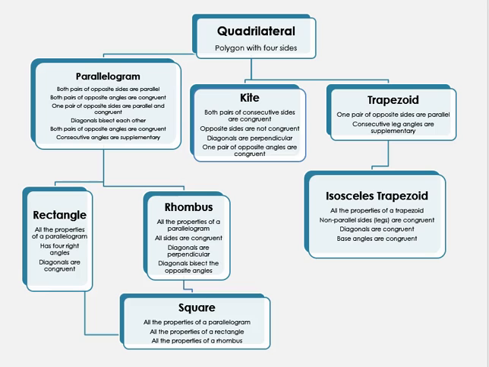So let's take a look at our categories here. Our overall category is the quadrilateral, which is the polygon with four sides. You have a subset of parallelograms, and in parallelograms you have the rectangle, rhombus, and square. The kite stands alone. The trapezoid also stands alone, but it has a subset of the isosceles trapezoid.